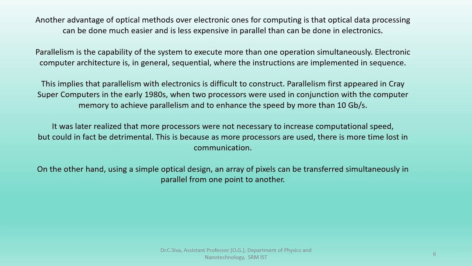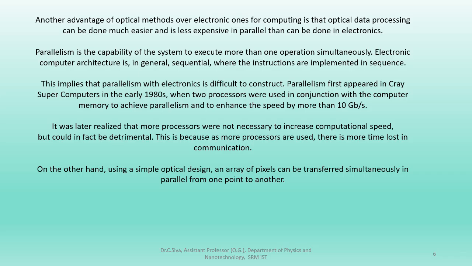This implies that parallelism with electronics is very difficult to construct. We have simplified it, but it is difficult to go to several numbers. We are achieving nearly 20, very close to 20, but beyond that we cannot achieve. It's finding difficulties. Parallelism first appeared in Cray supercomputers in the early 1980s, when two processors were used in conjunction with the computer memory to achieve parallelism and enhance the speed by more than 10 GB per second.